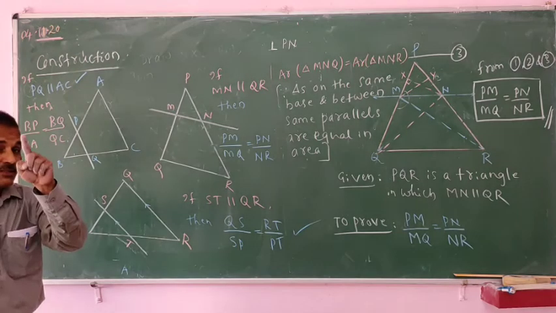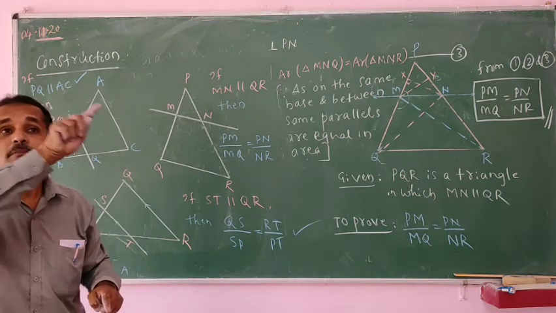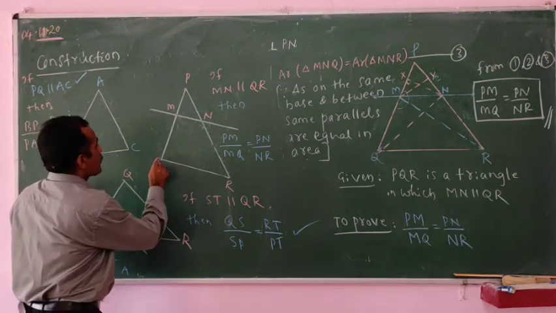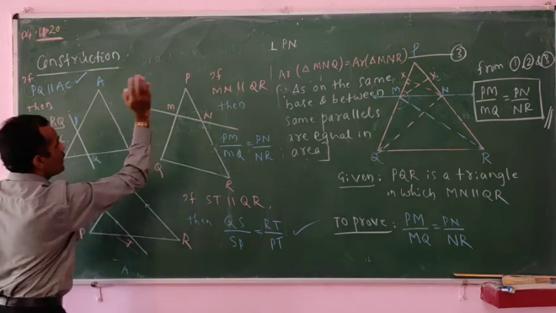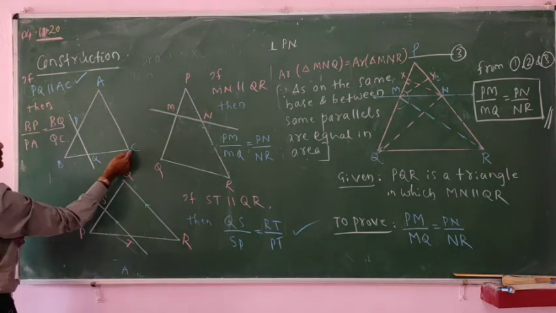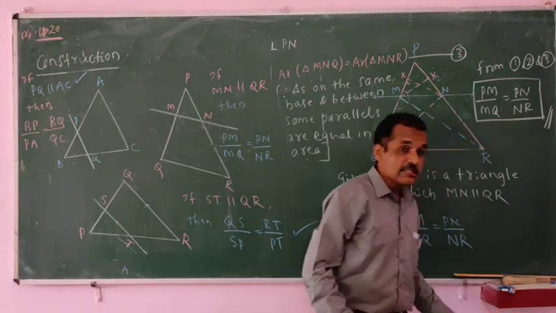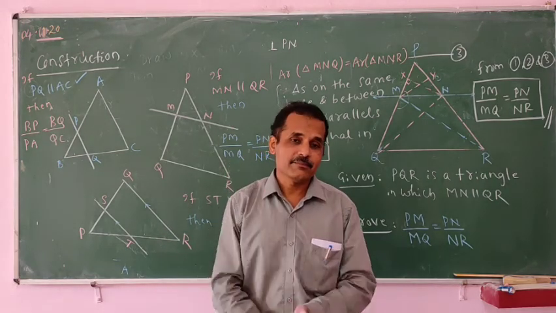But the only condition is that it should give you a triangle, and I must be given a parallel to one side of it. Then you can say. Here also you can say QM by MP is equal to RN by NP. Here I can write AP divided by PB is equal to CQ divided by QB. This is all about your very important Thales' theorem. Okay, students?